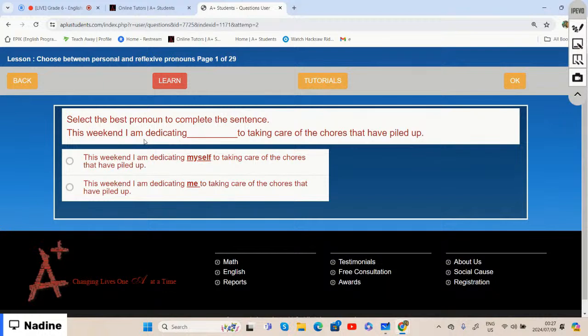It says, this weekend I am dedicating to taking care of chores that I've piled up. So do I say that this weekend I'm dedicating myself to taking care of the chores that I've piled up, or this weekend I'm dedicating me to taking care of chores that I've piled up? Which one is the correct sentence? Option one or option two?